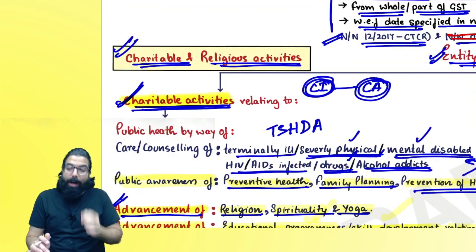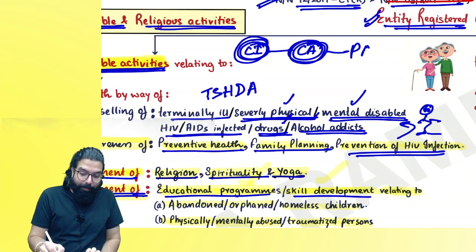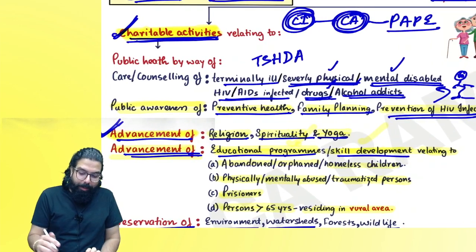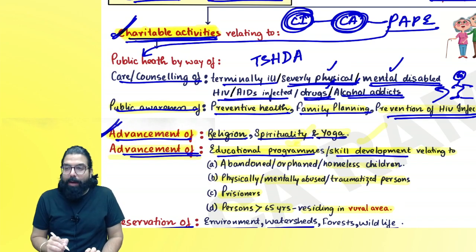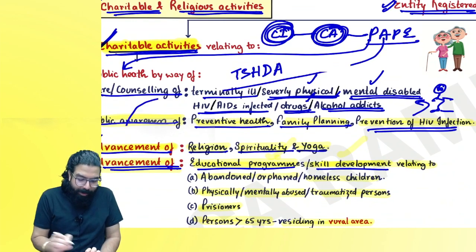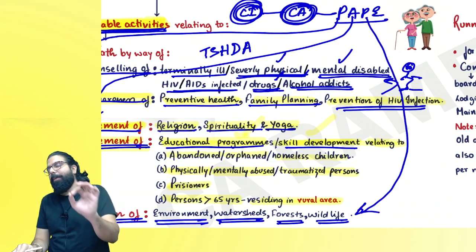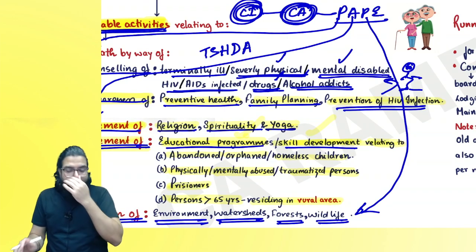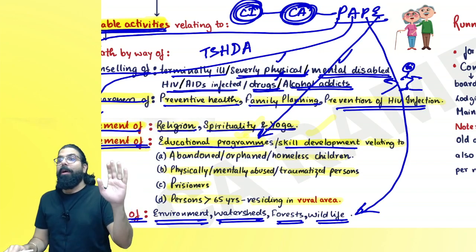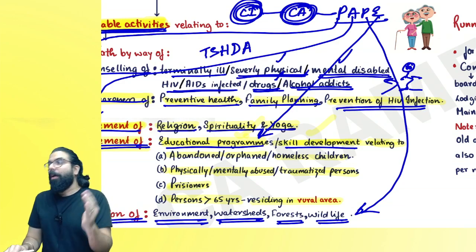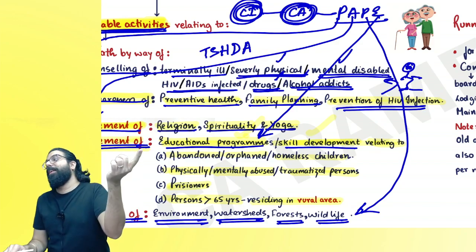Remember one thing, if you are a charitable institution doing charitable activity, which is what, everyone? PAPI activities. We remember PAPI activities, everyone. P for public health by way of care or counseling or public awareness. A for advancement of religion, spirituality and yoga. P for preservation of environment, watershed, forest and wildlife. And E for if you are doing educational program or skill development program for whom? Orphan, homeless children, sir, prisoners, traumatized persons, those residing in rural areas and age greater than 65.